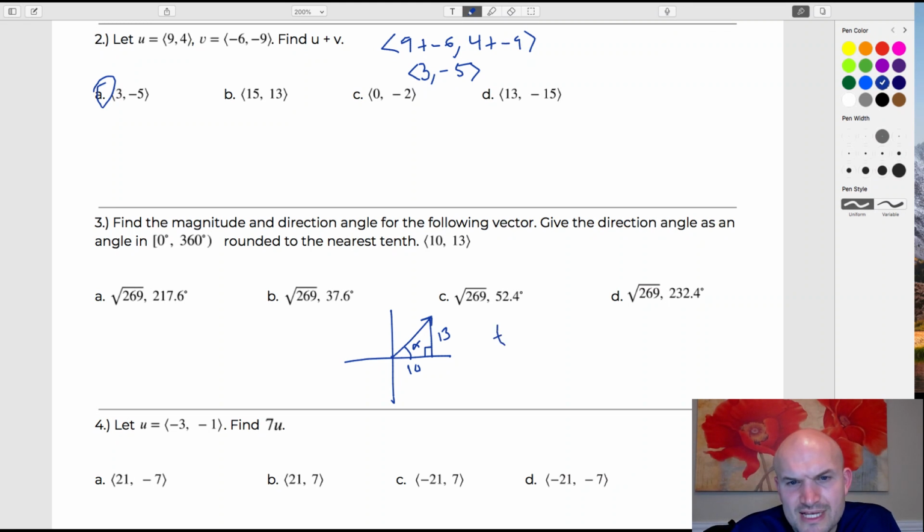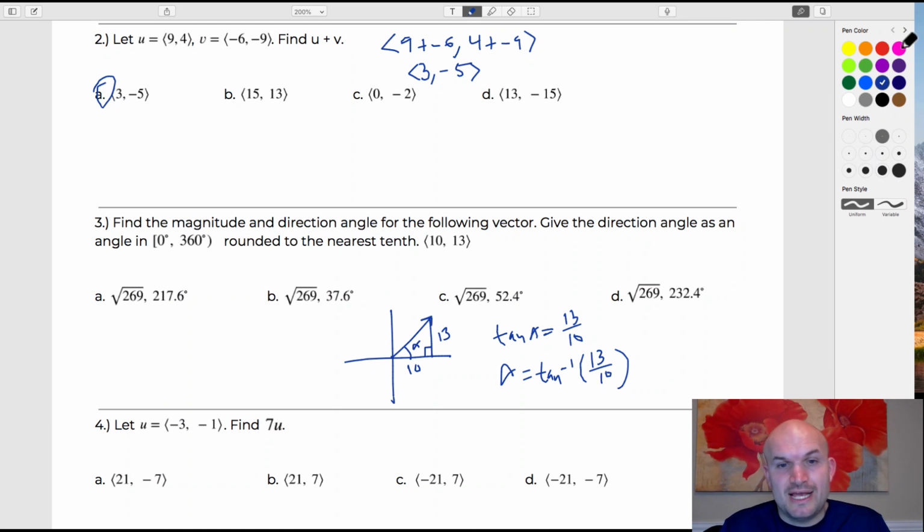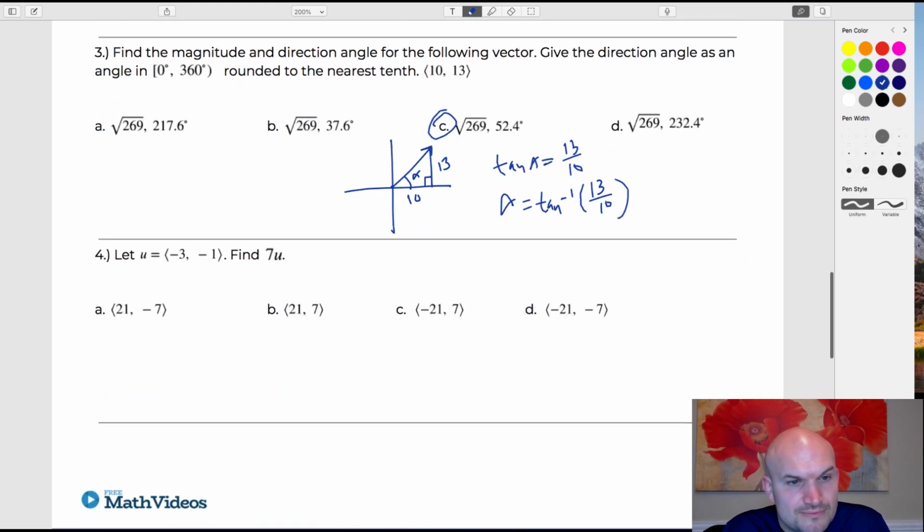I'm just going to do tangent of alpha equals 13 over 10. So alpha equals tangent inverse of 13 over 10. Tangent inverse of 13 divided by 10 is 52.4 degrees. So I can see that the only angle here that matches is that one. If I wanted to find the magnitude, which I'm not going to, that would be the square root of 269, from 100 plus 13 squared, which is 169. You can see how that would work out there.